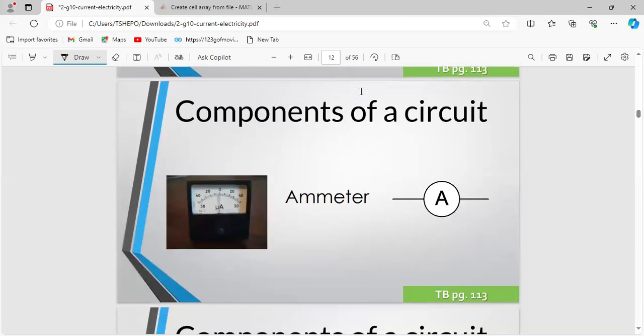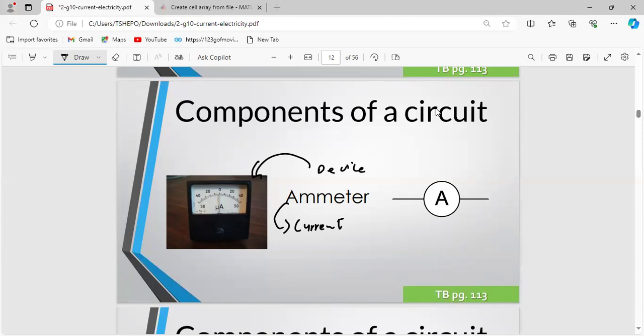And then we have another component, which is called the ammeter. An ammeter is also a device. What do we use it to measure? It measures the current. So an ammeter measures the current in a circuit. If we want to know how much current is flowing through the circuit, we take our ammeter and measure that current. Therefore, our ammeter will tell us how much current is actually flowing inside the circuit.